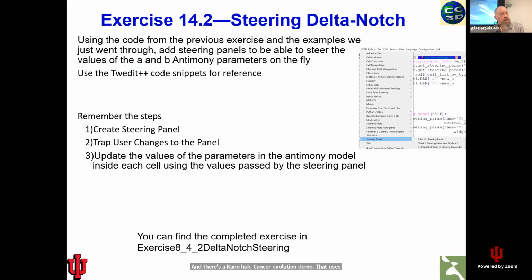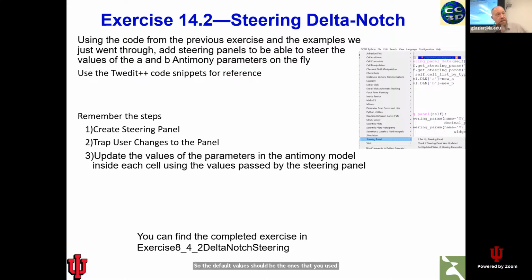Okay, so the next thing that I'd like you to do is, and I know, again, some of you have the code that's already doing it, in which case that's fine, to change the values of A and B in your delta notch simulation. And so to do that, you're going to create a steering panel. That steering panel will have two widgets, and they'll both be sliders. One of them controls A, one controls B. You know the initial values of A and B because you've seen them from the antimony that you have now. So the default values should be the ones that you used already.